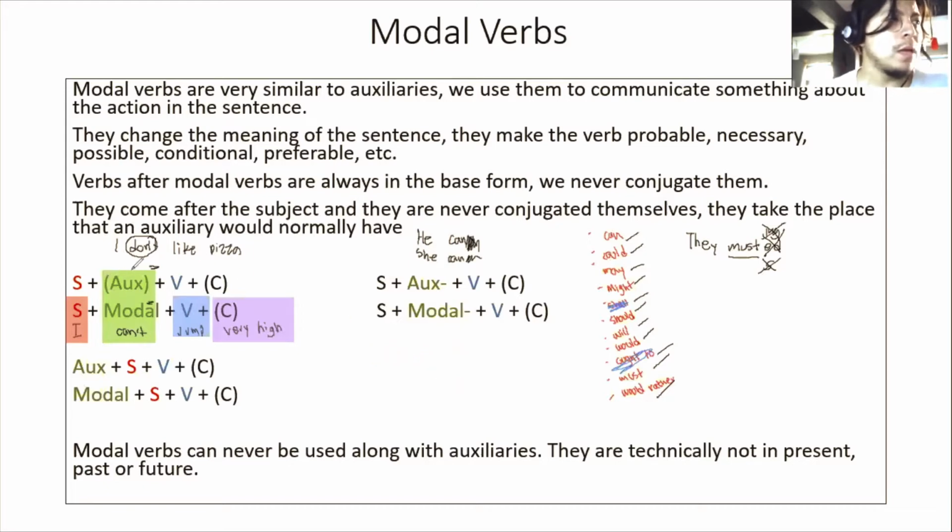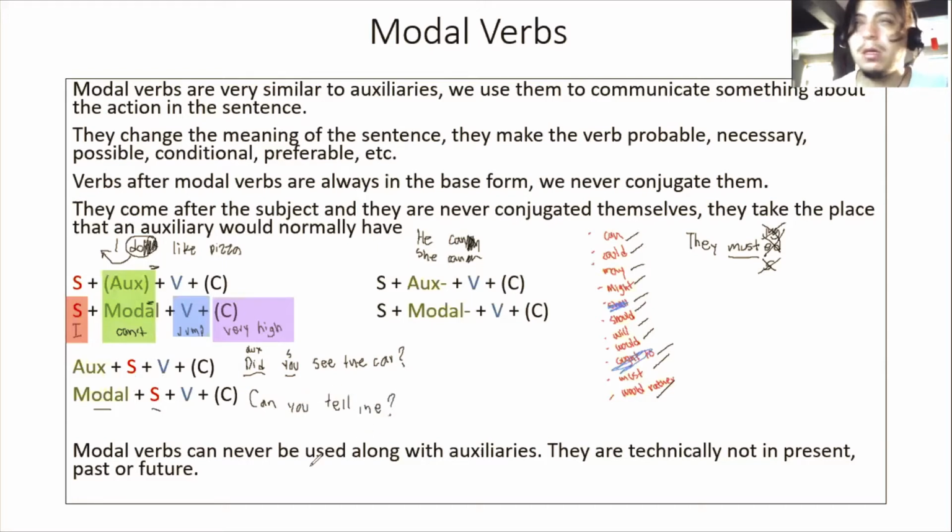What happens when you make a question? Normally, your auxiliary switches positions with the subject. You have first auxiliary and then subject. You say something like, did you see the car? We have auxiliary first and subject next. When you have a modal verb instead of an auxiliary, you need to do the same thing. The modal verb is the one that is going to be switching positions with the subject. So you say, can you tell me? It is pretty much the same thing. You have first the modal verb and then the subject.